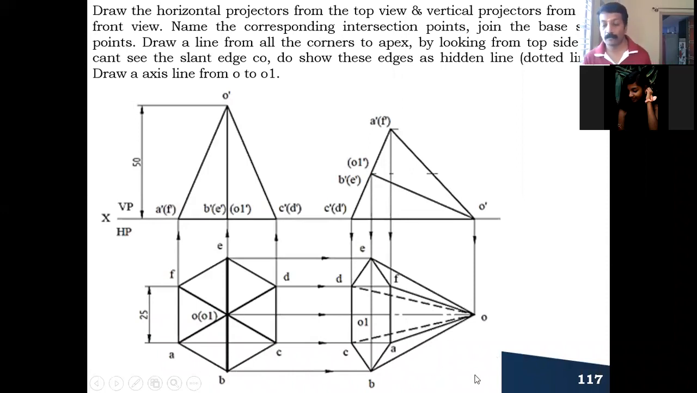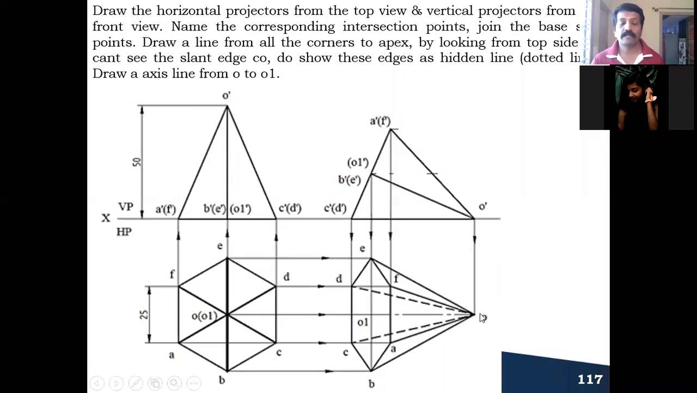Coincide the points one by one. So that means A is here, A dash is here, this is A. B is here, B dash is here, this is B. C is here, C dash is here, this is C. D is here, D dash is here, this is D. E is here, E dash is here, this is E. F is here, F dash is here, this is F. Base point O1 is here, O1 dash is here, this is O1. Apex point O is here, O dash is here, this is O.